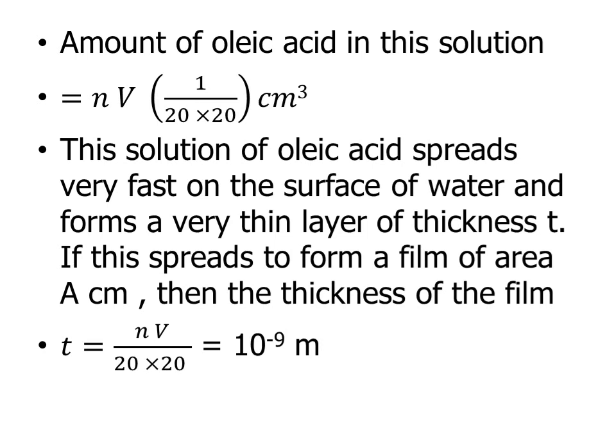Then the thickness of the film t is equal to n into V divided by 20 into 20 into A, that is equal to 10 to the power minus 9 meter. So we are able to measure very small sizes, lengths and thicknesses, right?